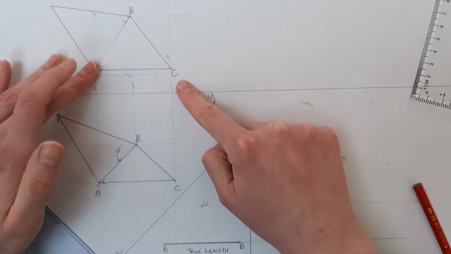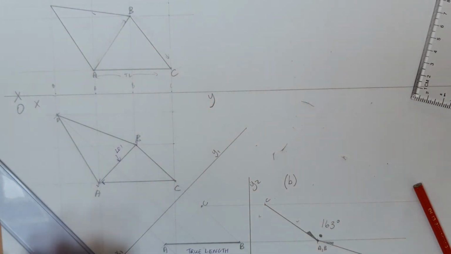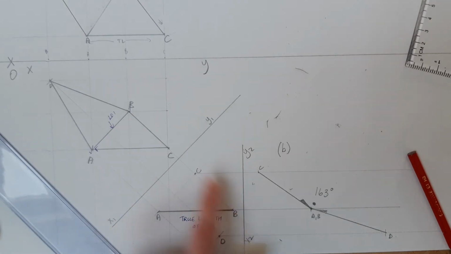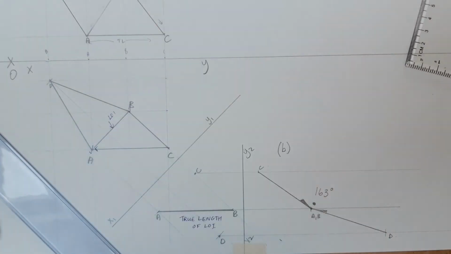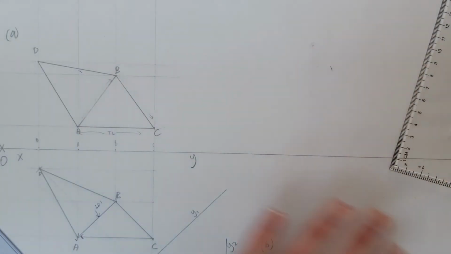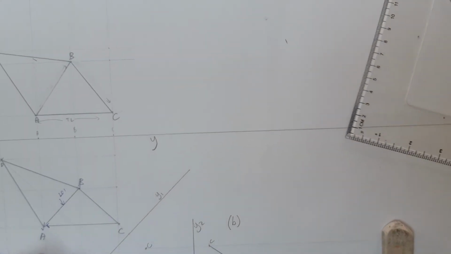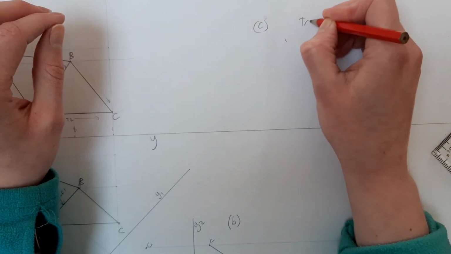Okay, so it's an isosceles triangle. So these 2 sides are the same length. In the base, we have the true length. So we have the true length of AB and BC. There it is. And we have the true length of AC. So we have the 3 true lengths. So anywhere on your page, you can do this, like you would have done in maths. So this is part C of the question. It's the true shape.